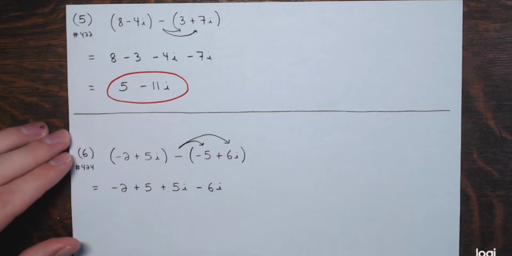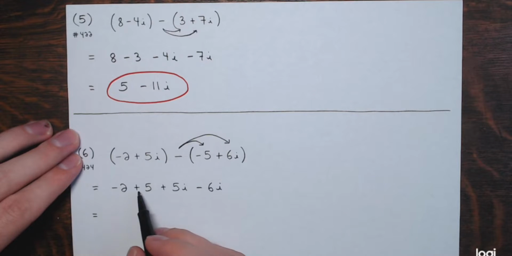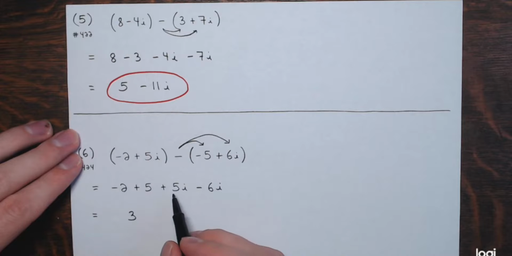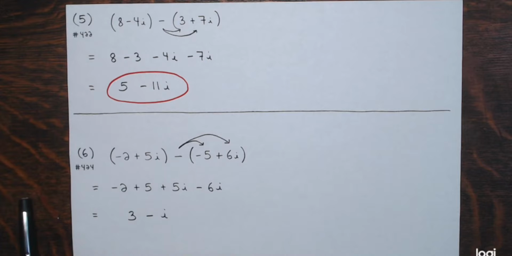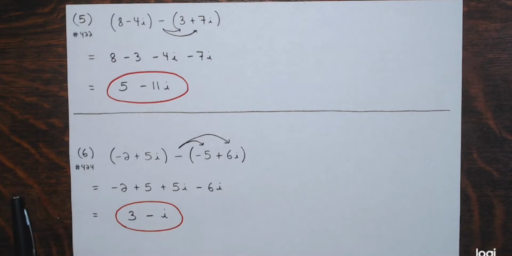And now I combine the reals with reals, imaginaries with imaginaries. Negative 2 plus 5 is 3. 5i minus 6i is minus 1i, or just 3 minus i. And again, I leave it to you to check. Great.